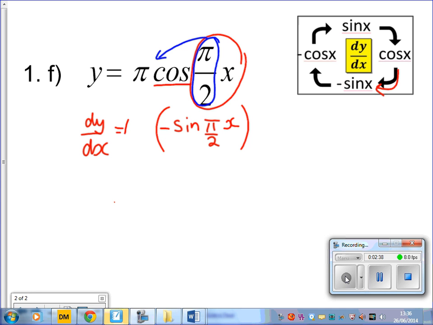I've already got pi there, and I'm going to multiply that by pi over 2. So now multiplying this out, I've got a minus sign here. I'm going to move it to the front. Pi times pi is pi squared, so minus pi squared over 2, sine pi over 2 x. Just make sure you bring your sign out to the front.